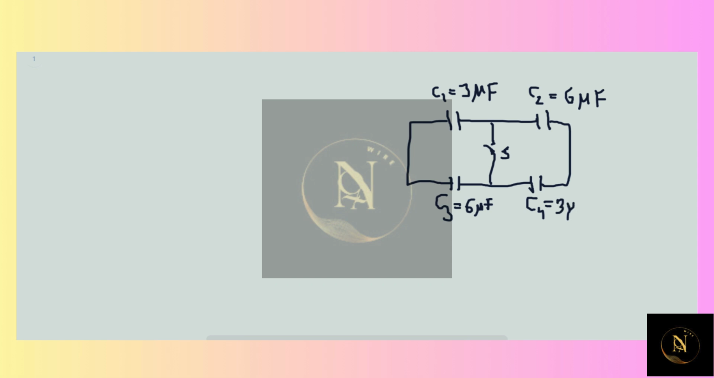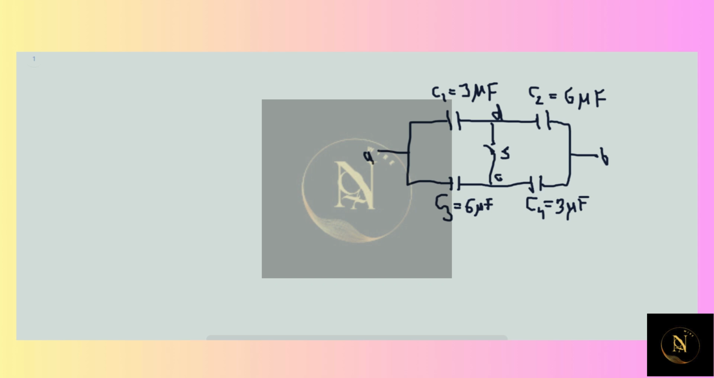So we are given these 4 capacitors, which are connected like this. We have the points A, B, this is C, and this is defined to be D. So we have these 4 capacitors C1, C2, C3, and C4 connected in this combination.